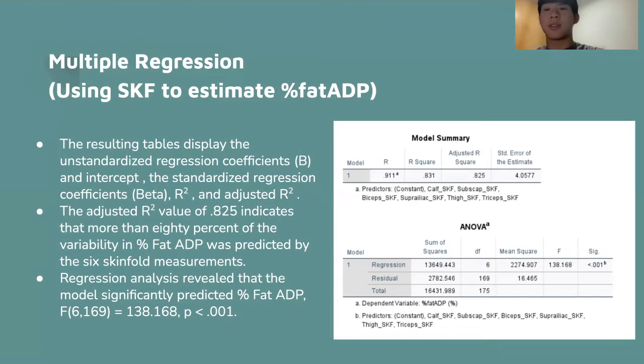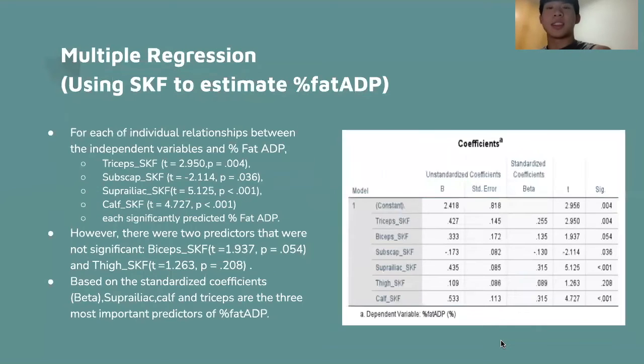Regression analysis revealed that the model significantly predicts percent fat ADP, and the F value is equal to 138.168, and the p-value is less than 0.001. Next.